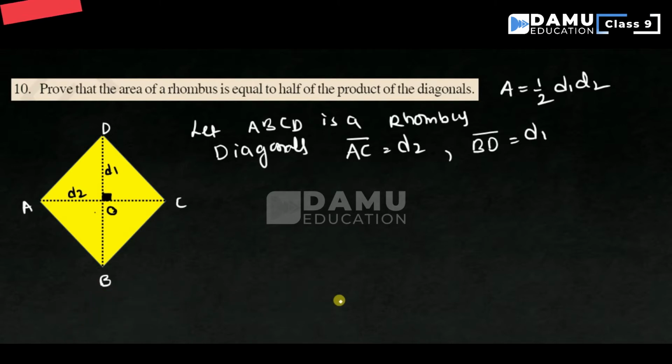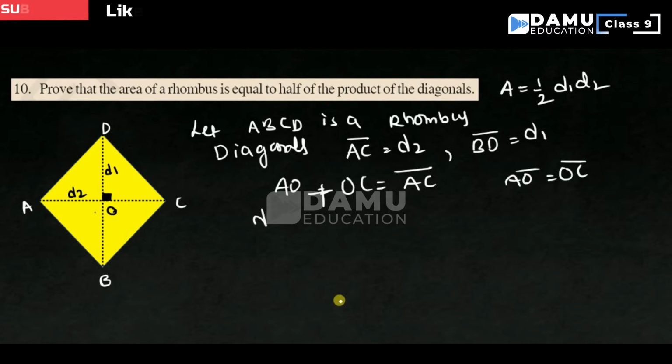Then what we can say here is, AO will be equal to D2 by 2. How can we get it? AO plus OC will be equal to AC. Here AO will be equal to OC. Why? Because the diagonals bisect each other.